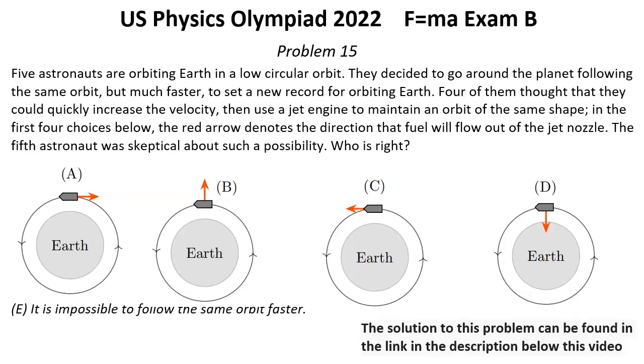Solution for problem number 15. The centripetal acceleration required to follow a circular orbit is v squared over r. If the speed is increased, the inward acceleration must be increased, so the engine should be pointed outward to provide an inward force. So that's answer B, and that was the solution for problem number 15.